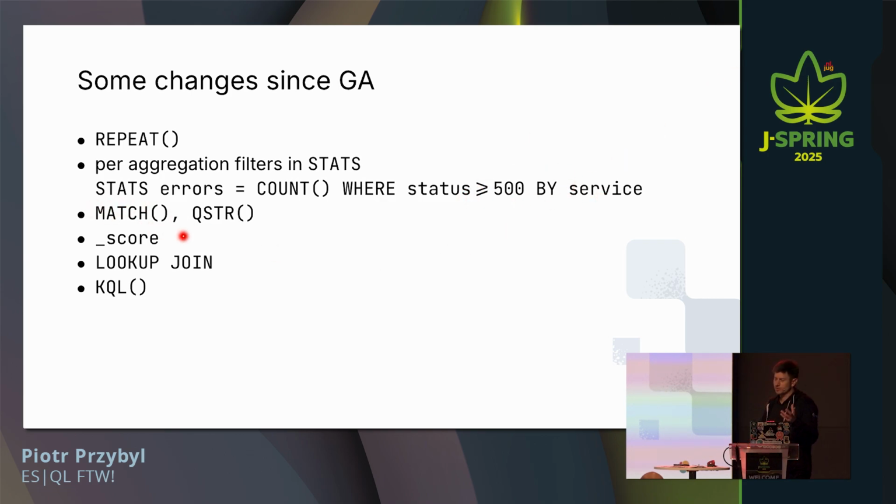We now have also full text search or query strings. We now have the score if you need scoring. We can have KQL if you have a nicely crafted KQL query. Now you can embed it there, for example, to ease your migration, so you don't have to translate everything from Kibana query language into ESQL in one shot.